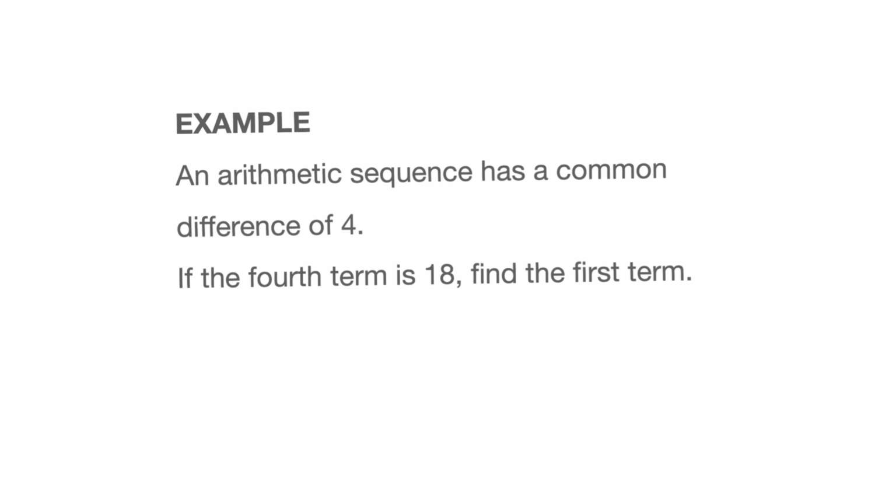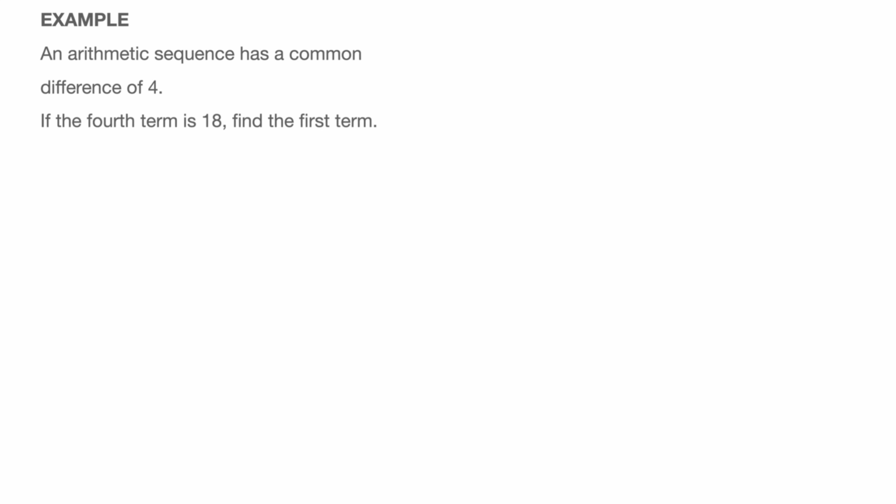Now I'll start by moving this to the side, like so, and by writing SOL for solution. Okay, we're told an arithmetic sequence has a common difference of 4. We're then told if the fourth term is 18, find the first term. Okay, well the first thing I'd like to draw your attention towards here is the fact that we're clearly told that this sequence is arithmetic.